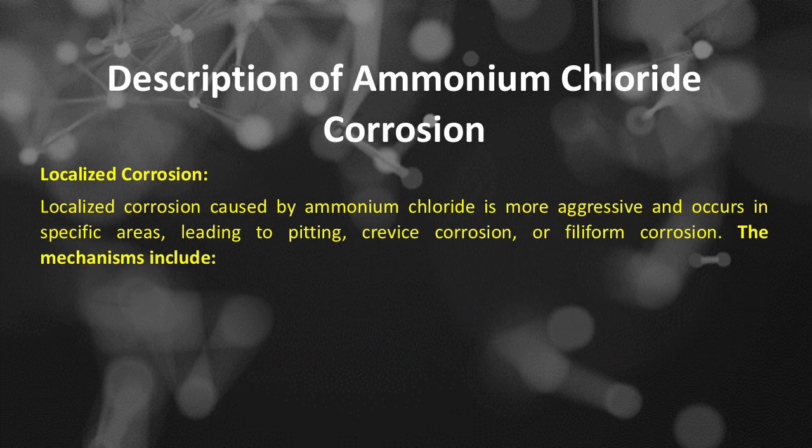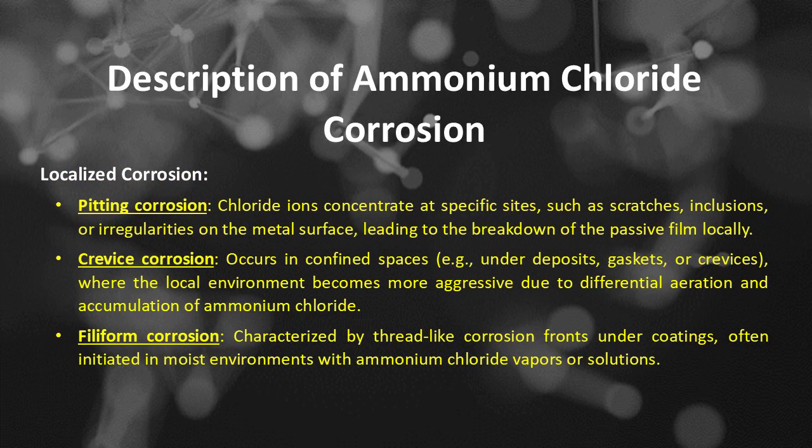Localized corrosion. Localized corrosion caused by ammonium chloride is more aggressive and occurs in specific areas, leading to pitting, crevice corrosion, or filiform corrosion. The mechanisms include pitting corrosion. Chloride ions concentrate at specific sites, such as scratches, inclusions, or irregularities on the metal surface, leading to the breakdown of the passive film locally.